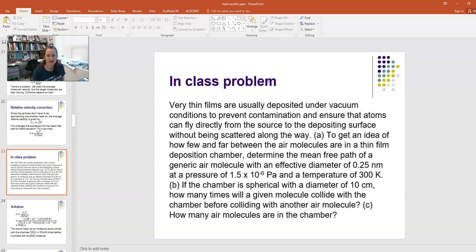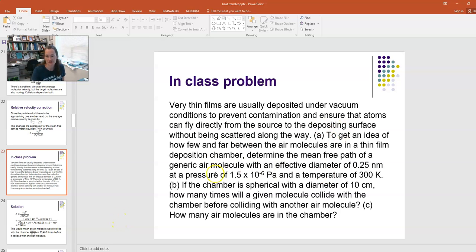To get an idea of how few and far between the air molecules are in a thin film deposition chamber, determine the mean free path of a generic air molecule with an effective diameter of 0.25 nanometers at a pressure of 1.5 times 10 to the minus 6 Pascal and a temperature of 300 Kelvin. If the chamber is spherical with a diameter of 10 centimeters, how many times will a given molecule collide with the chamber before colliding with another air molecule? And how many air molecules are in the chamber? Okay, so let's do this.